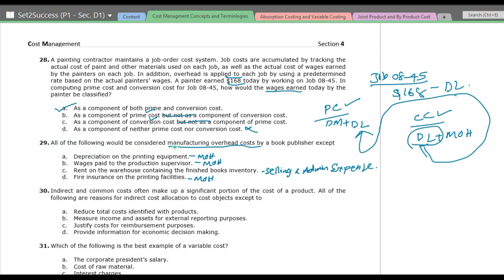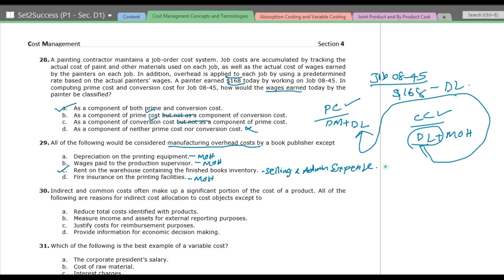So all of the following would be considered manufacturing overhead costs. Depreciation on printing equipment is manufacturing overhead. Wages paid to the production supervisor is manufacturing overhead. Fire insurance on the printing facility is manufacturing overhead, but rent on warehouse containing the finished books inventory is not manufacturing overhead. It is basically selling and admin expense.